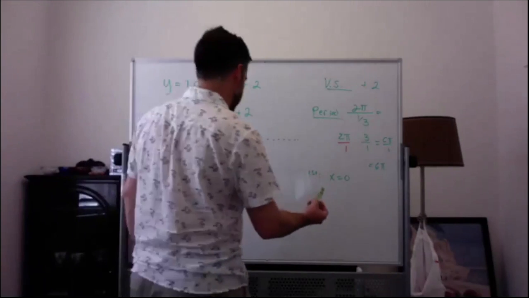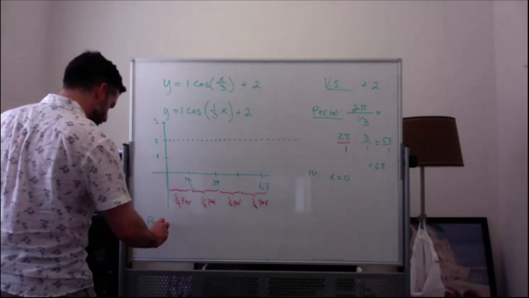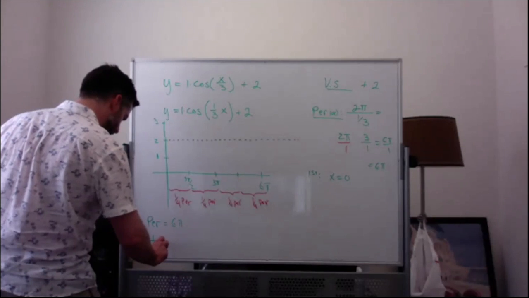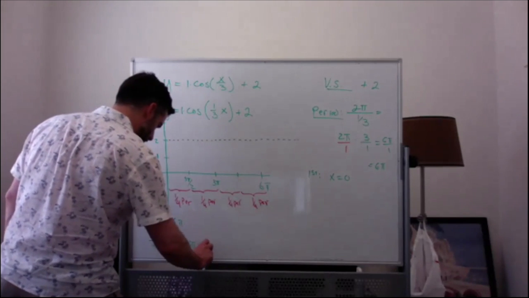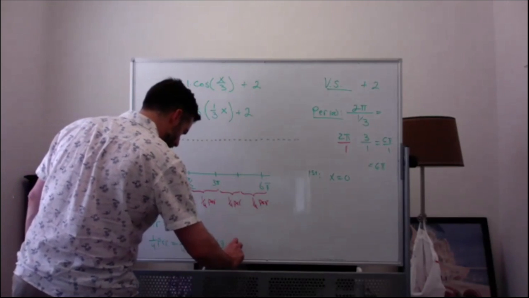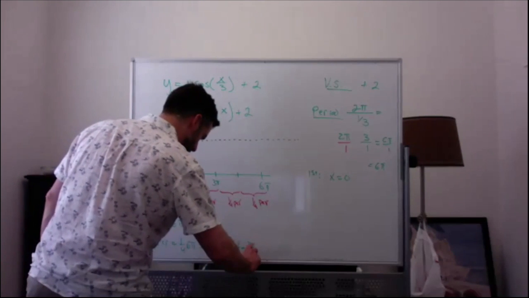Well, that's not too terrible. My period is 6 pi. 1/4 of my period is 1/4 times 6 pi, which is 1/4 times 6 pi over 1, which is just 6 pi over 4, which reduces to 3 pi over 2.